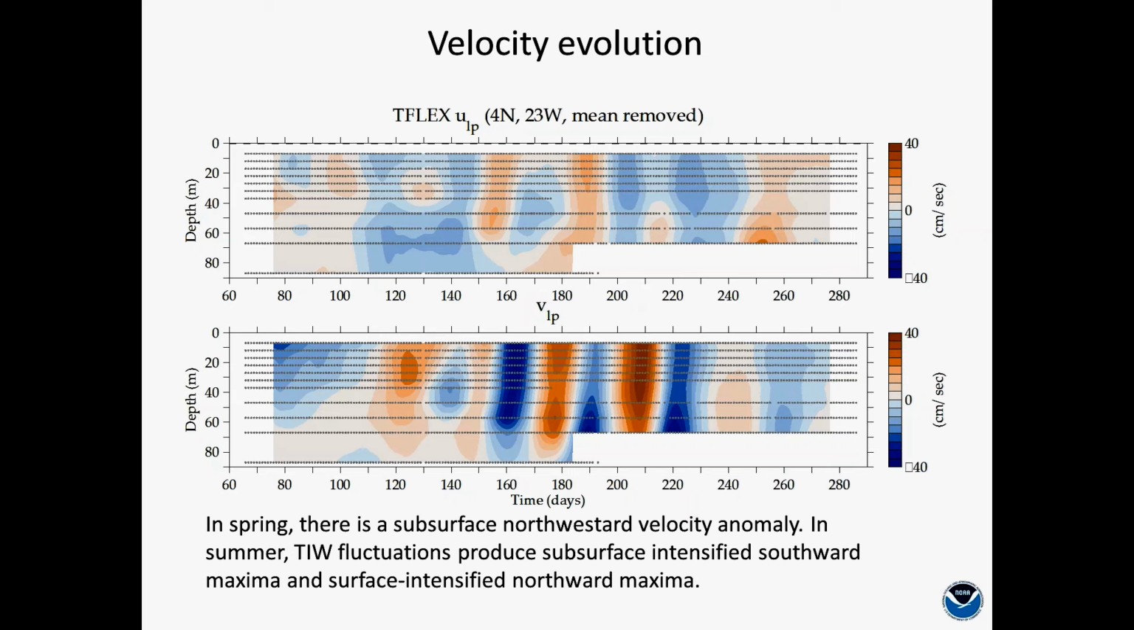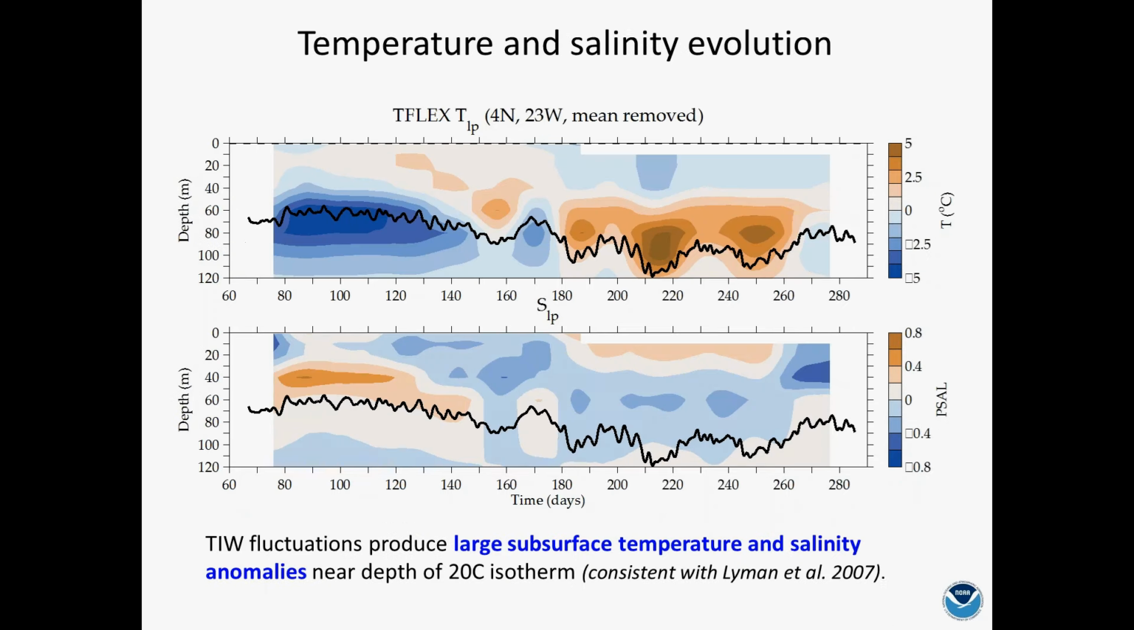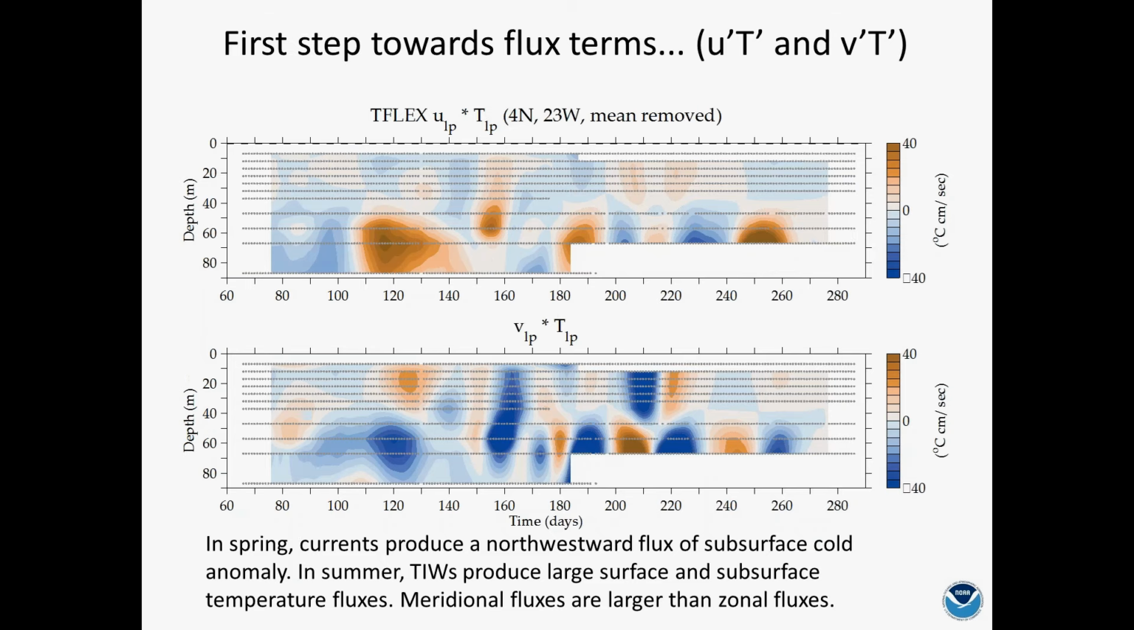Okay, so that has important ramifications for how it can move around heat and temperature signals. So we can take our first step at looking at heat fluxes by just taking the product of those two: taking our T primes and our S primes and multiplying them by the velocity anomalies. So, looking at the beginning of the flux terms. And so these are my last two science slides.